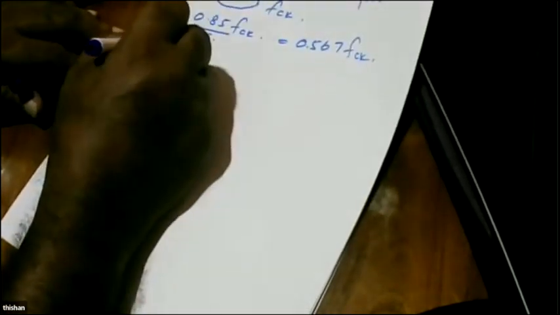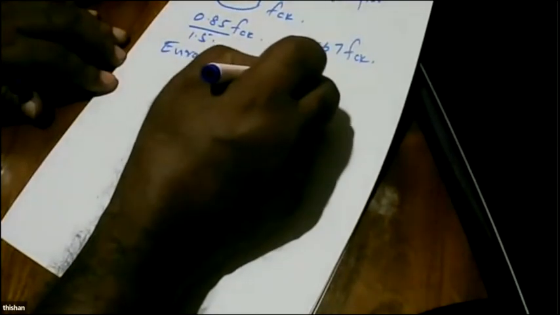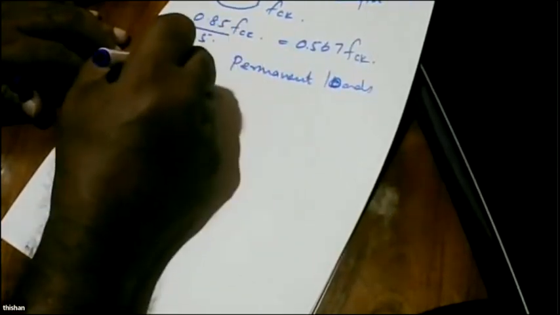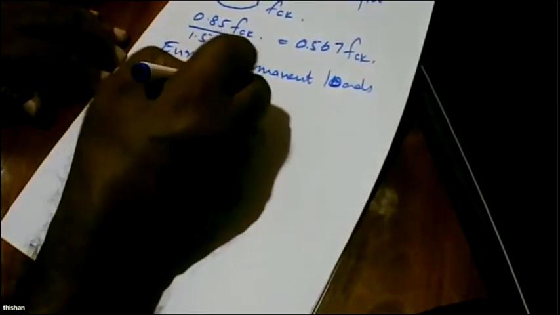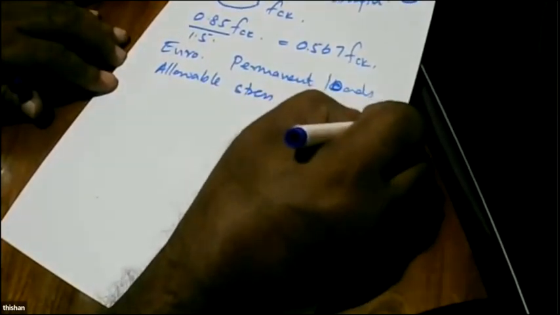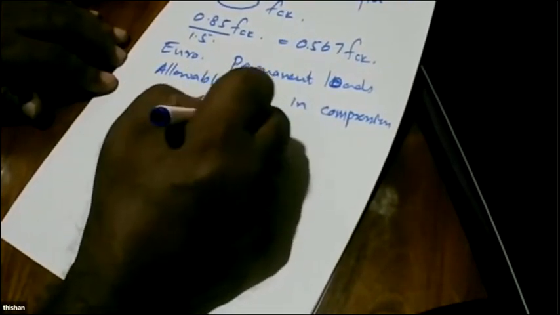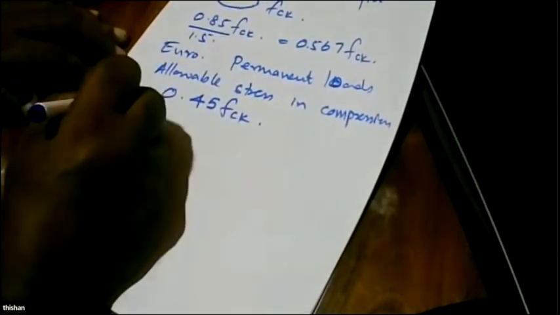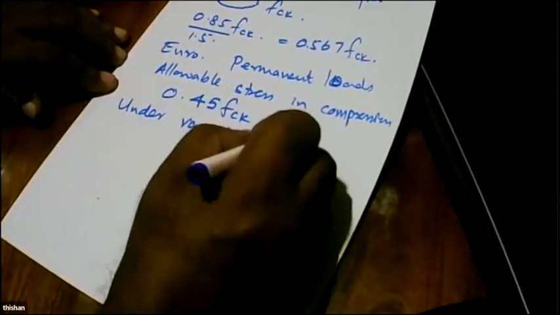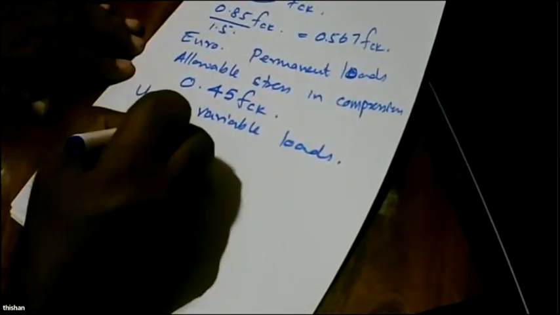So in the Euro codes, under permanent loads, the allowable stress in compression is 0.45 times FCK, but under variable loads, that means not under permanent loads, variable loads, you can go up to 0.6 times FCK.